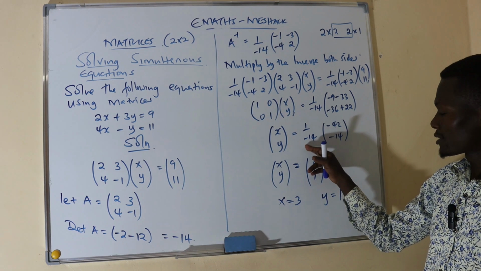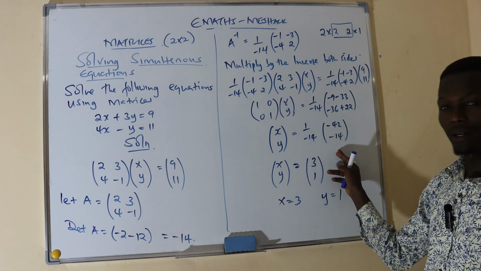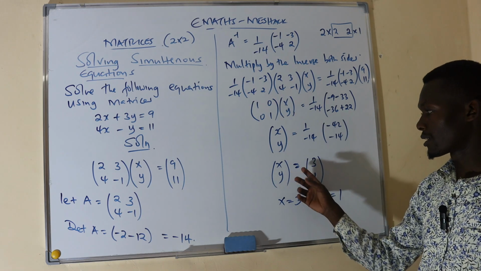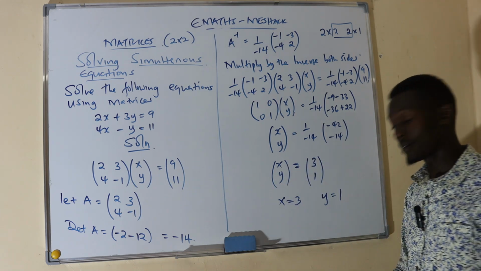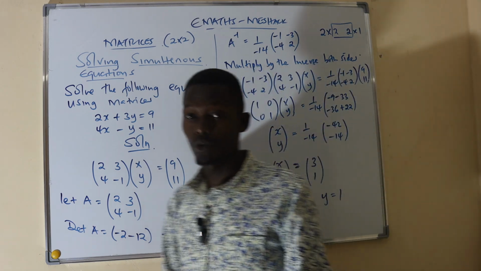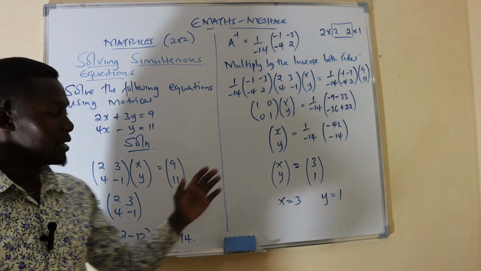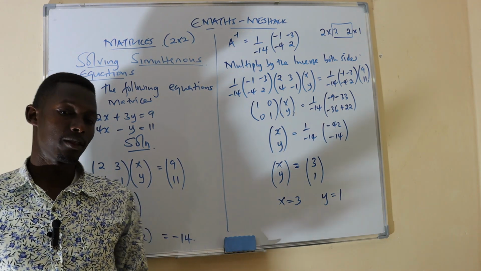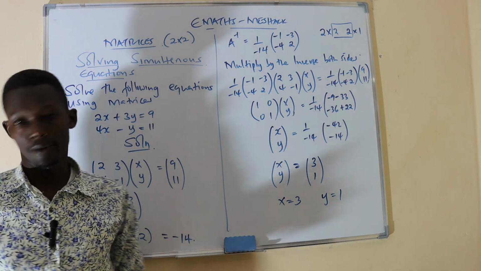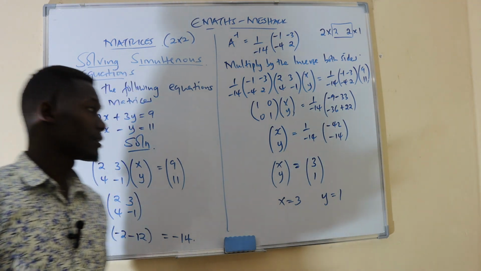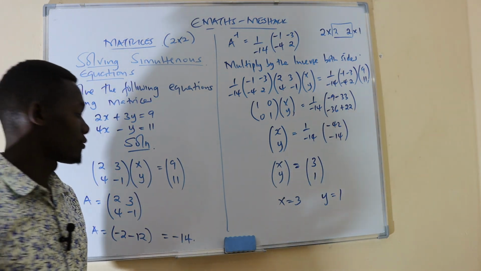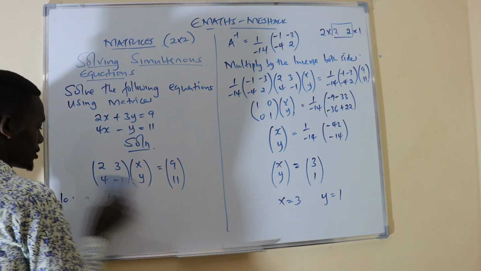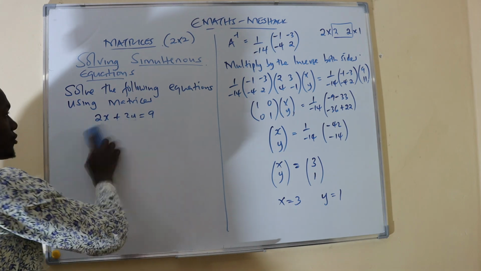Then when you open this bracket, because this one is a constant, you have a matrix. This value multiplies the whole of this matrix. So by the end of the day, you have your value of x, which will be given by 3, and the value of y, which will be given by 1. And this is how you solve matrices using the inverse method. So let's see a second example on how to solve equations using the inverse method of matrices.